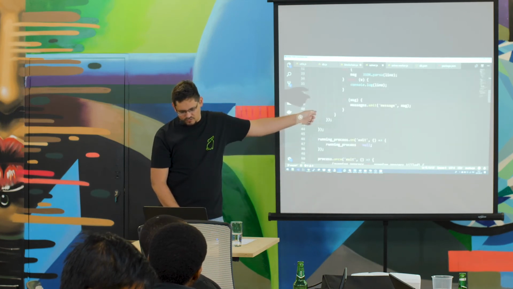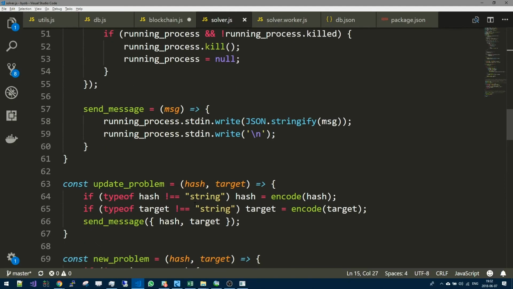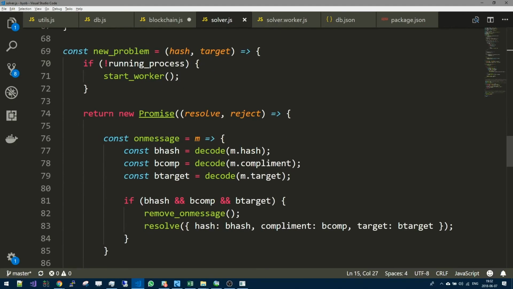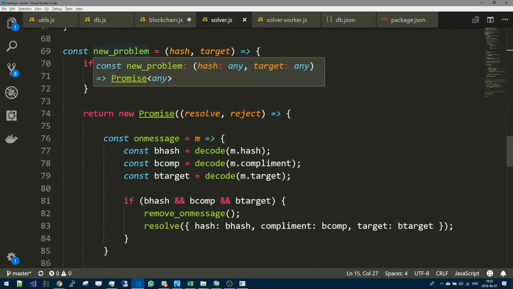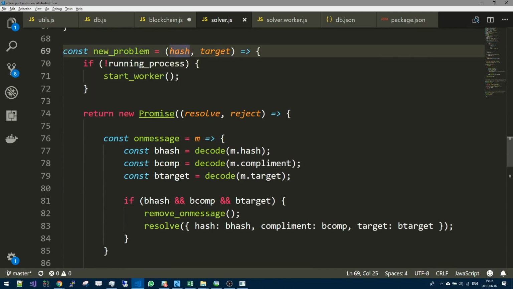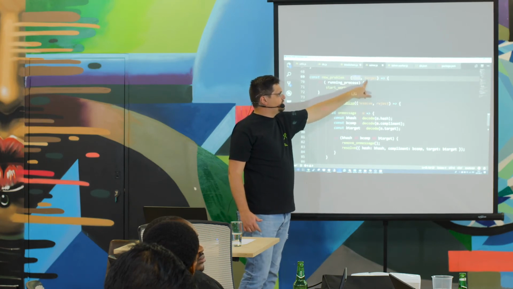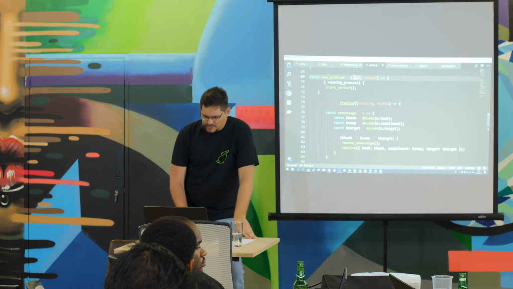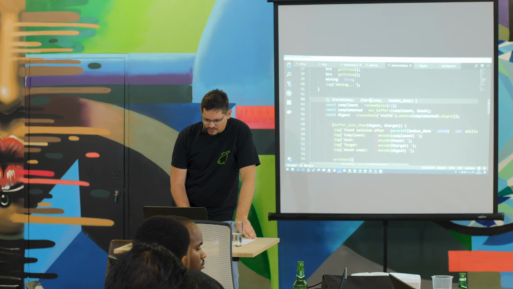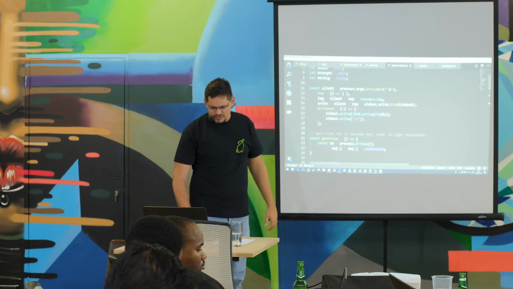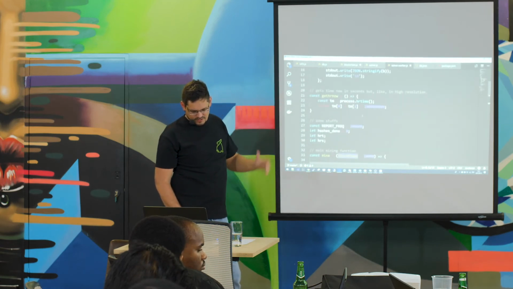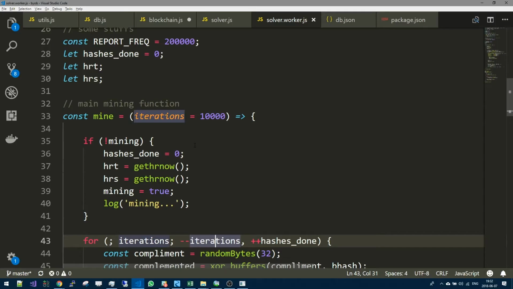So it's got start worker. This basically starts the worker. When you call this function called new problem, you give it the hash and the target. The target is fixed. That's in configuration. But you've got the hash. And what it's going to do is find a complement that goes with this hash that will put it underneath the target. That's kind of what it does, in very simple terms. I'll quickly go through this and you can see how it works. It's got some stuff that calculates the hash rate in case you care.